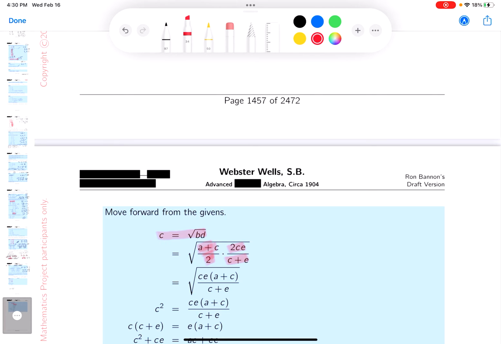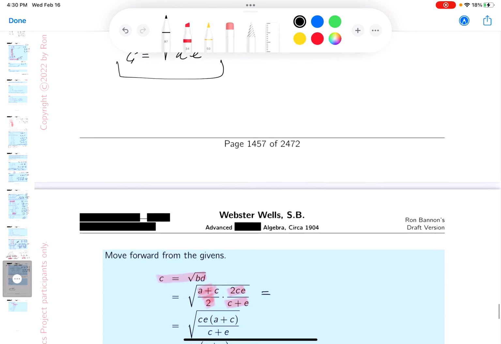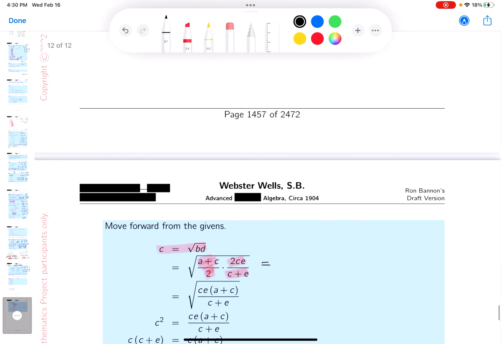All right? So I'm at this stage here, and then someone says, what are you going to do with that? Well, move forward. I'm hoping it's going to work out nicely. Now, someone says, what are you hoping this is going to look like? I'm hoping it looks like this in the end. So what do you get over here? You would get the root, the 2 cancels, and I get CE, and then A plus C over C plus E.